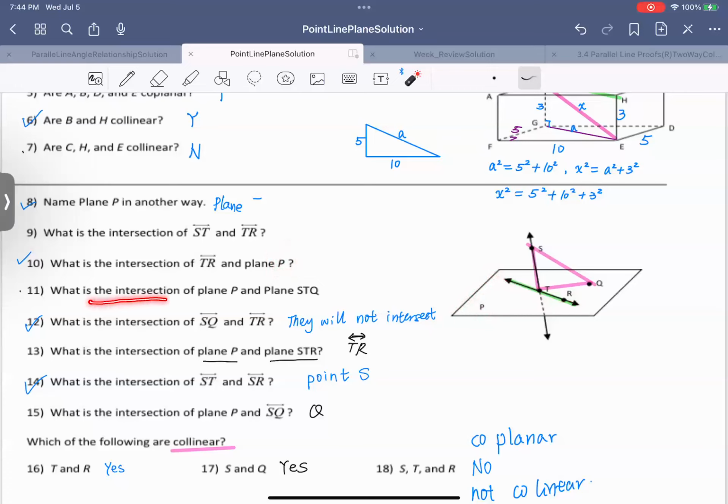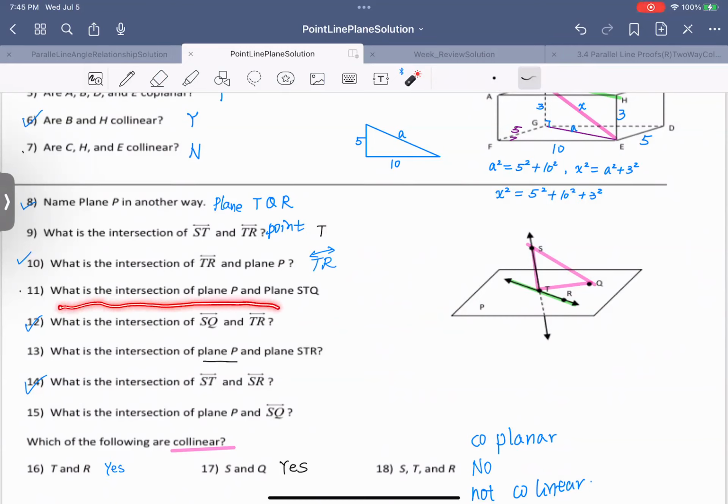One more, Katie, here. What is the intersection of plane P and plane STQ? Yes, STQ is here. TQ. Good job. Very good. Thank you. Next one. Sophie. What is the intersection of plane P and plane STQ? Oh, we just repeated this one, right? Yeah, let's do this one next.